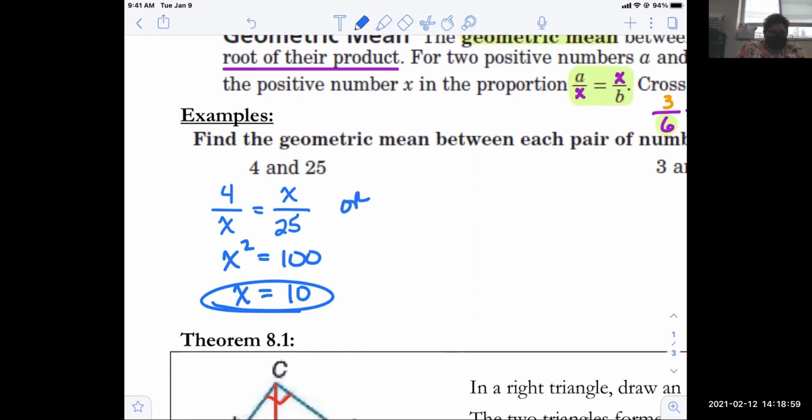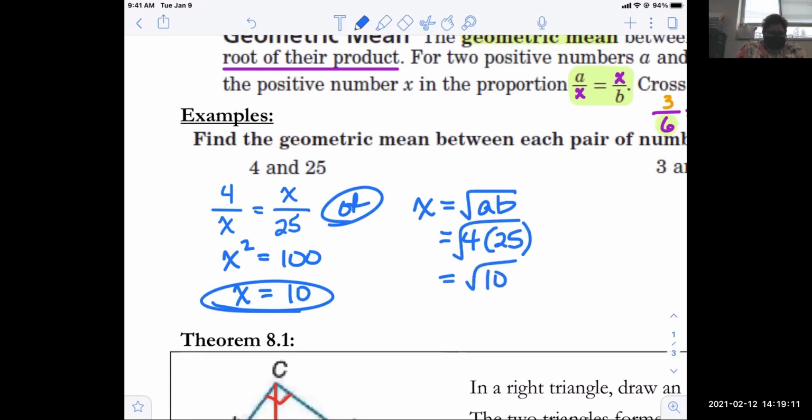And again, another way of thinking of that is you can say the geometric mean is the square root of the product of the two numbers. So you can do 4 times 25 and then take the square root of that, which is 10. It should give you the same answer both ways.